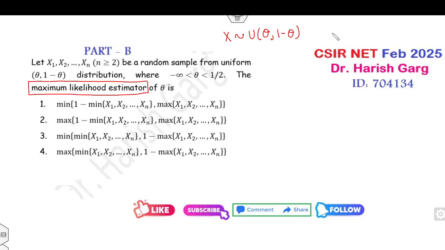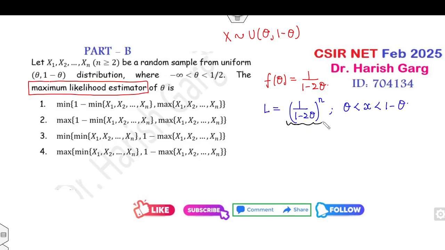So what is the PDF of this uniform distribution? 1 over 1 minus 2 theta. So can you find the likelihood function? The likelihood function is the product of the PDFs, where theta lies between these limits. Now clearly this function is independent of the x's. So what is the meaning of that independence of the x's?